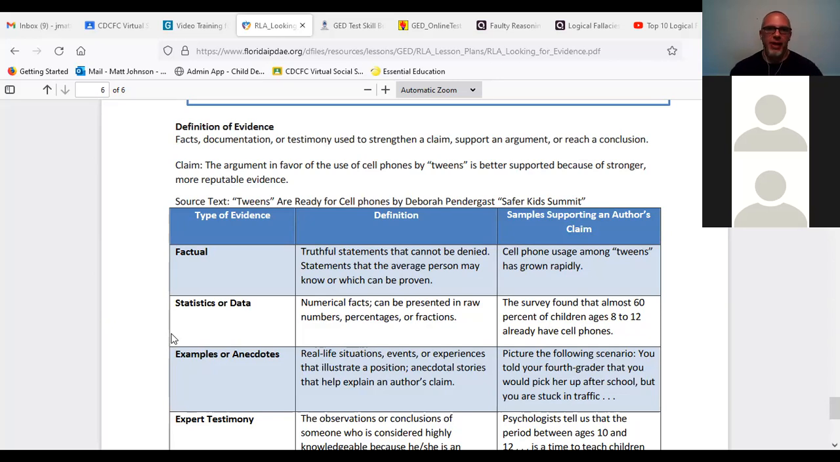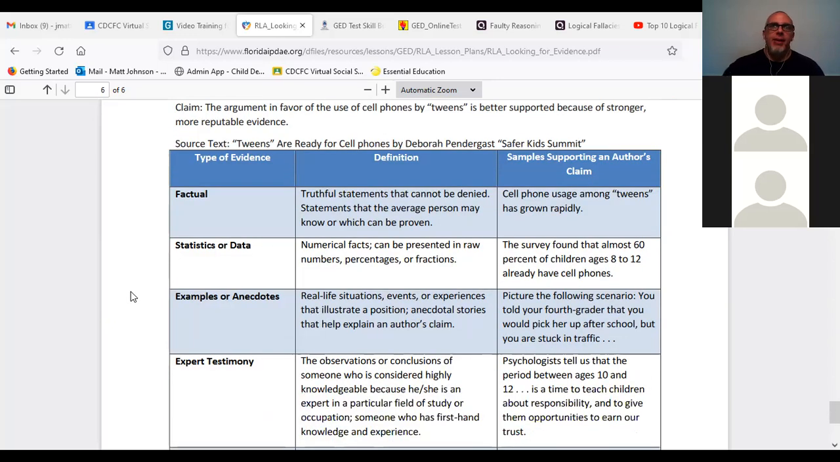So factual information, right? Truthful statements that cannot be denied. Cell phone usage among tweens has grown rapidly. That is something that you could verify. That's a statement that doesn't lack logic or reasoning. It's a pretty general statement, right? But you can obviously assert that, and it's factual.